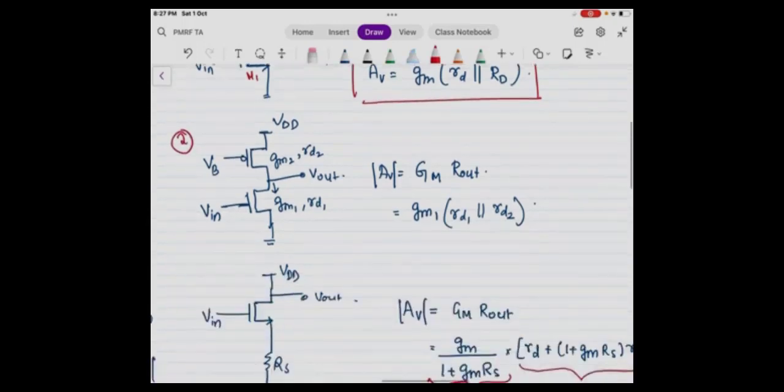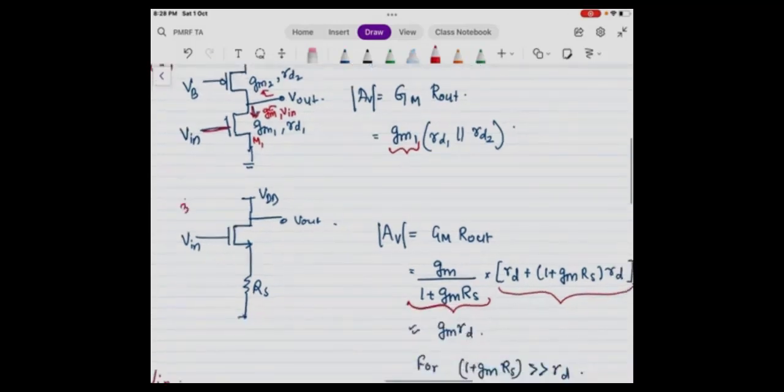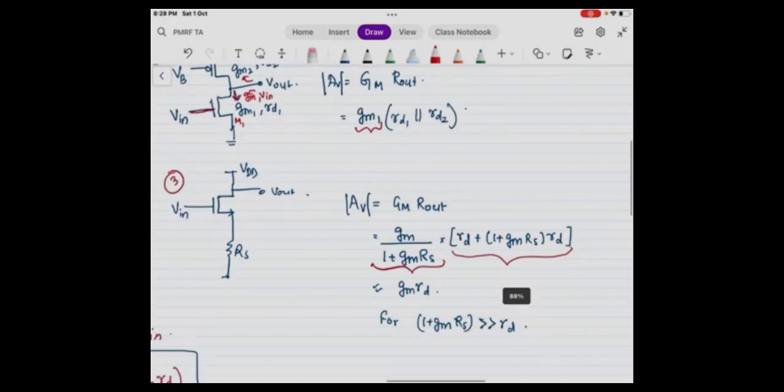Now the second configuration is this, in which RD is replaced by another PMOS, which is properly biased, and there is a VIN. Again, as I said, the VIN is applied to M1, and therefore the current will be GM1 VIN. So the GM will be due to GM1, and R up parallel R down is R out, which is rd1 parallel rd2.